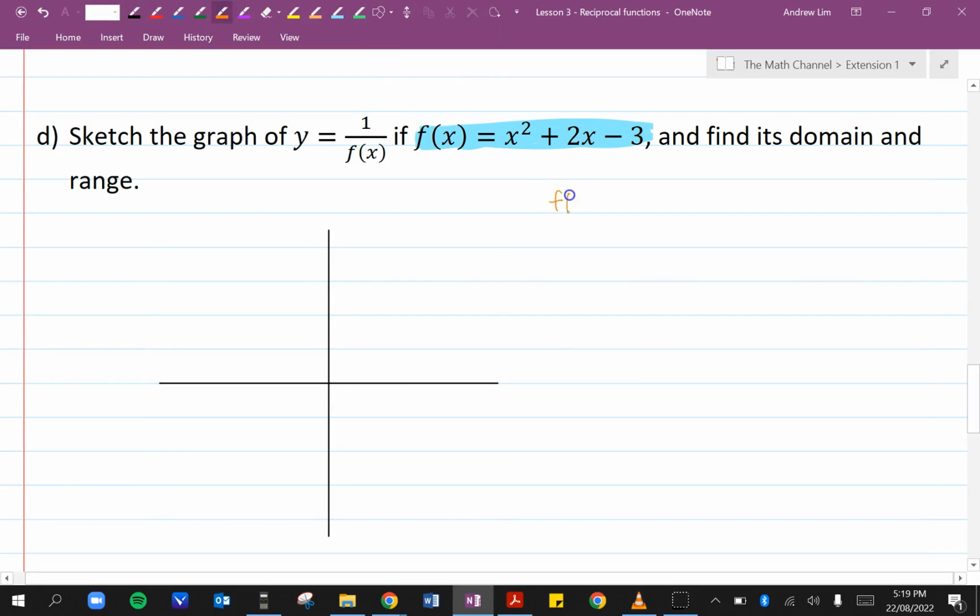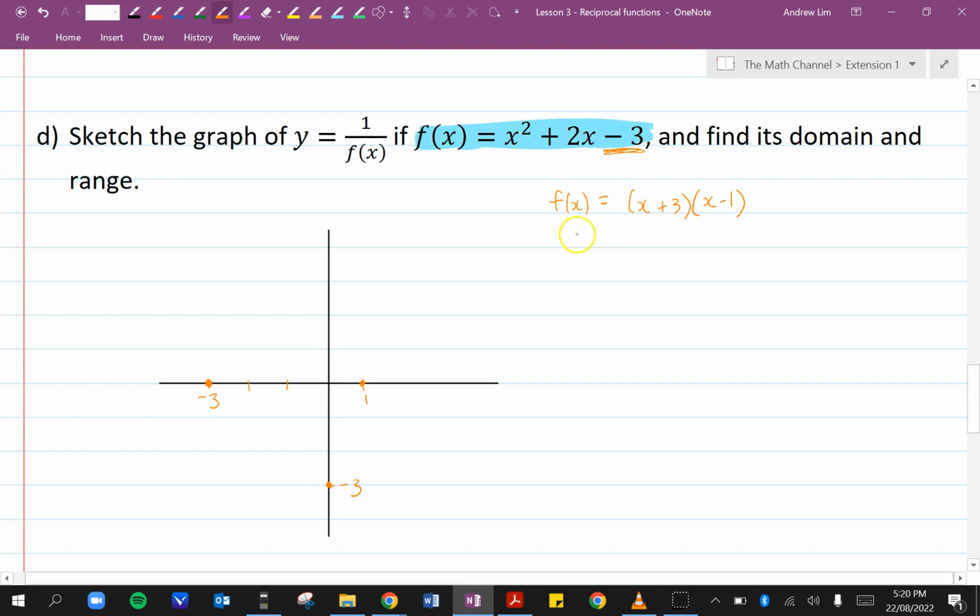We know f of x, that's a monic, and that will factorize to x plus 3, x minus 1. So that tells me we've got x-intercepts at minus 3 and 1. We have a y-intercept at minus 3, because when x is 0, y is minus 3.